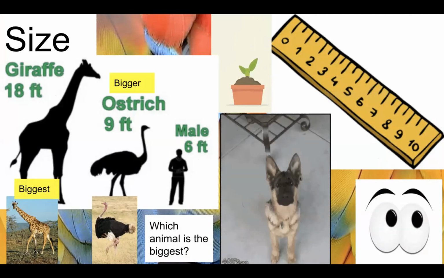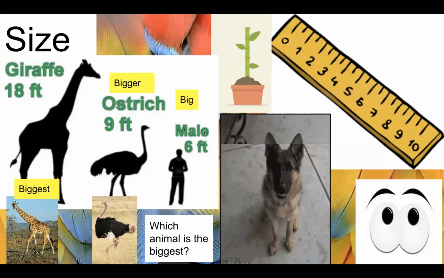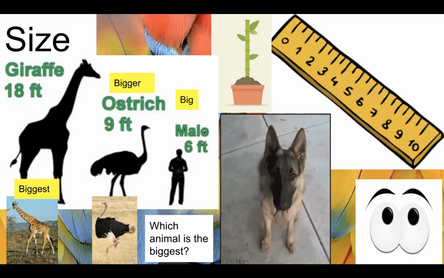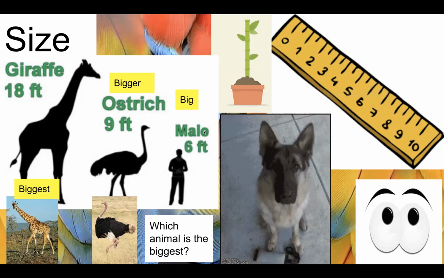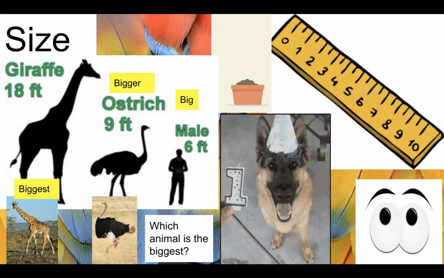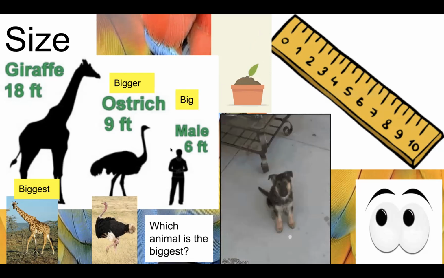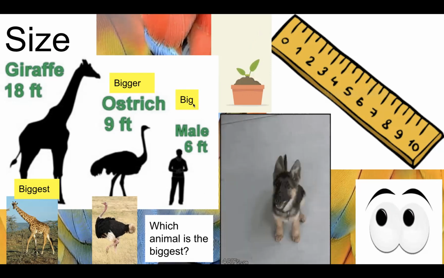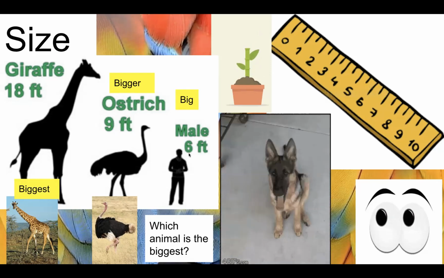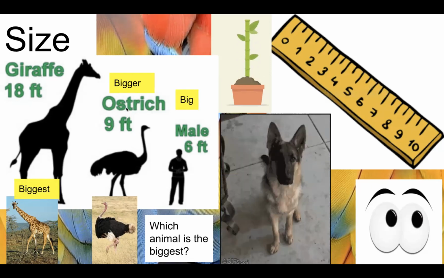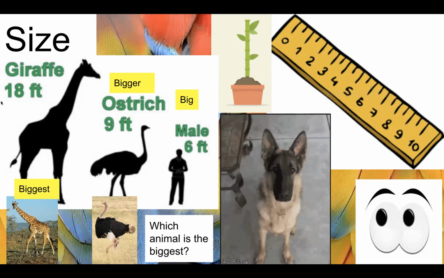Now, when we compare the giraffe to the other two animals, and yes, you guys are an animal. Y'all are a special animal called a mammal, and that is because you guys have hair on your heads. So when we talk about size, a person is rather big. The ostrich is even bigger, and the giraffe is the biggest.